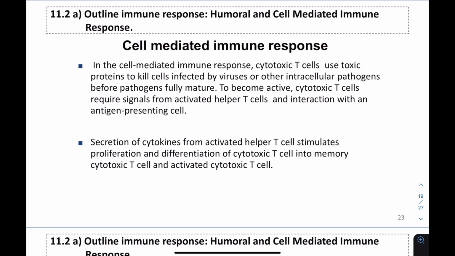So basically apa yang paragraf ini cakap ialah, bila badan kita diserang dengan virus, not only B cells will present kita punya antigen, other cells in our body will also be infected with pathogens lah. Other cells in our body will also be infected with pathogen. So untuk kita activate kita punya cell-mediated immune response, we will need secretion of cytokines from activated helper T cell.